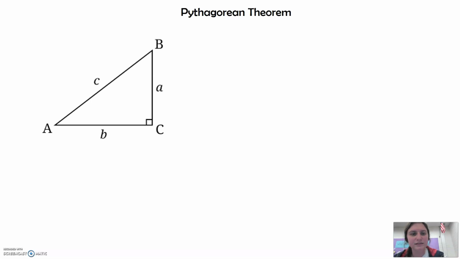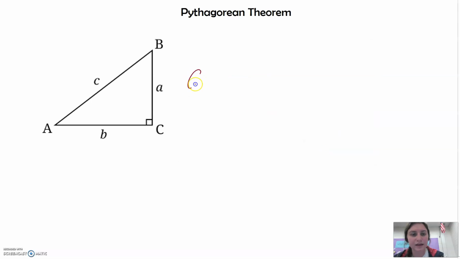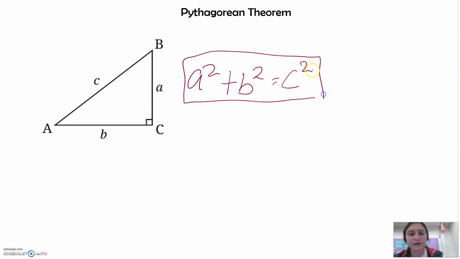So we can say that a squared plus b squared equals c squared. And that is the Pythagorean theorem. Now, c is always the hypotenuse.